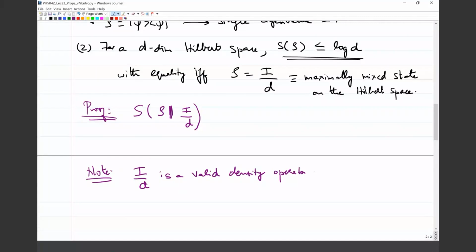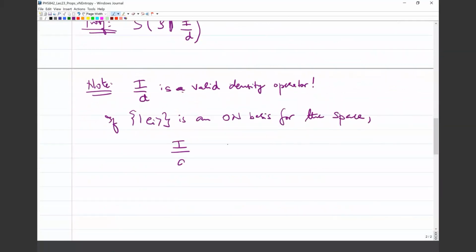So why is it a valid density operator? It is a positive operator. If I have any orthonormal basis for the d-dimensional space, then I by d is simply the sum over i of 1 by d, |e_i><e_i|. These |e_i><e_i| are all rank 1 projectors. They're all positive, and the coefficients 1 by d are all positive. So this is a positive semi-definite operator.